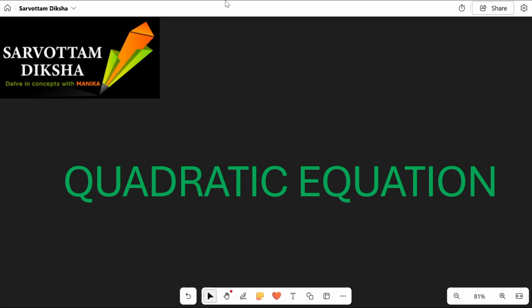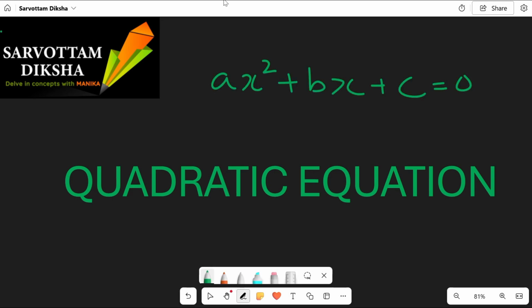Quadratic is a degree 2 polynomial which when I equate to 0 becomes an equation. So this is the standard form of quadratic equation. Here a should not be equal to 0 because the moment a becomes equal to 0, it will become a linear equation. So let's see what kind of questions they can generally ask about quadratic equations.